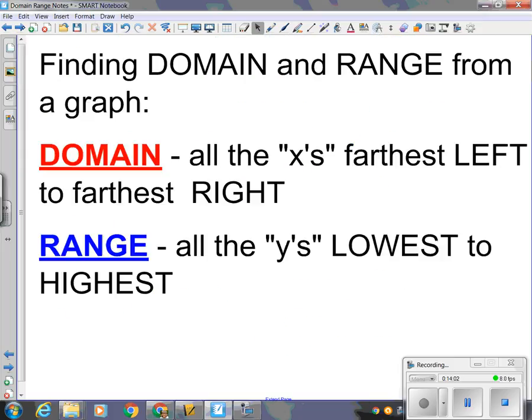Okay. I'm moving on to the next slide. We're now going to look at a graph. Finding domain and range on a graph is tricky.